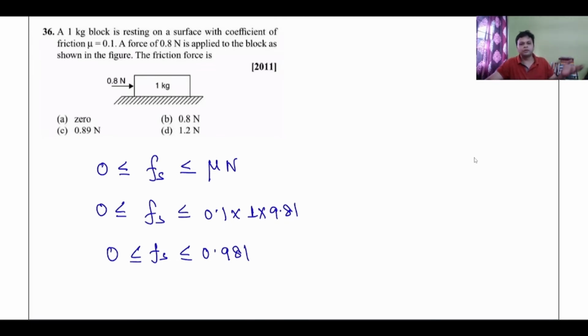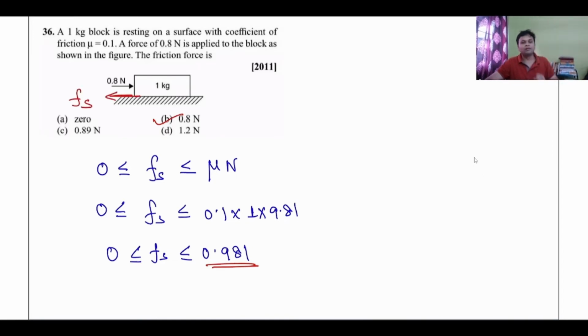So if the force acting is 0, the frictional force will be 0. If the force acting is 0.5 Newton, frictional force will be only 0.5 Newton. It will not be acting mu s into N, right? If the external force is 0.8 Newton, what will be the frictional force? Frictional force acting will be 0.8 Newton. The maximum value of external force can go up to 0.981 Newton. If the external force is 0.981 Newton, the frictional force acting will also be equal to 0.981 Newton.